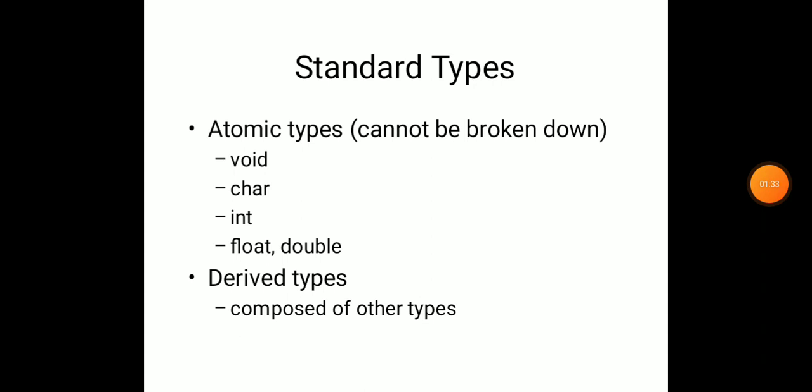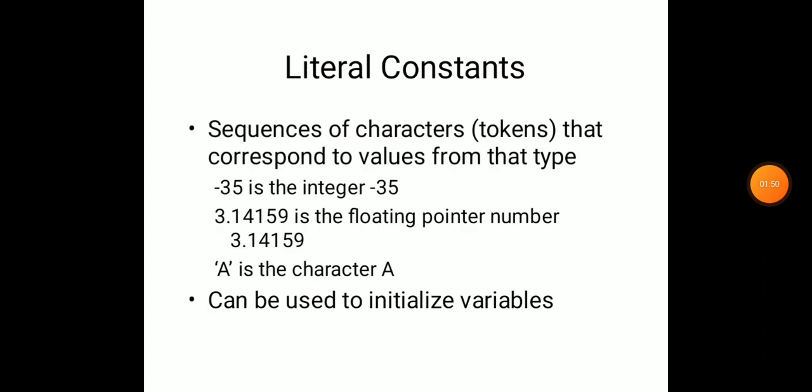Standard types. Atomic types cannot be broken down: void, char, int, float, double. Derived data types are composed of other types. Literal constants are sequences of characters, tokens, that correspond to values from that type.